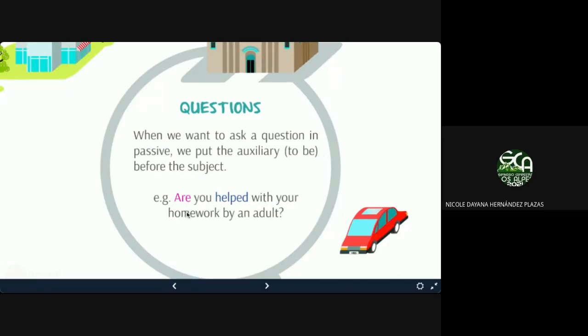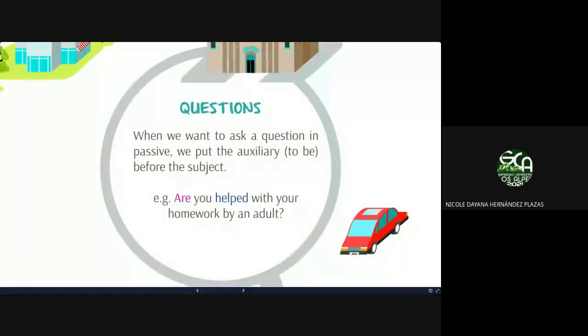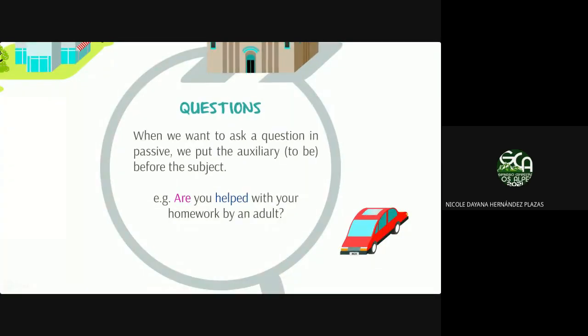Vas a hacerle switch. Usualmente tú puedes decir, you are helped with your homework. Tú eres ayudado con tu tarea. Pero cuando vas a hacer la pregunta, lo que haces es cambiar las primeras partes de la oración. Entonces, en lugar de you are helped, vas a poner are you helped with your homework? By an adult, in this case, the agent. Can you see? The only thing you have to do is to change the order. Okay, my dears? Change the order.